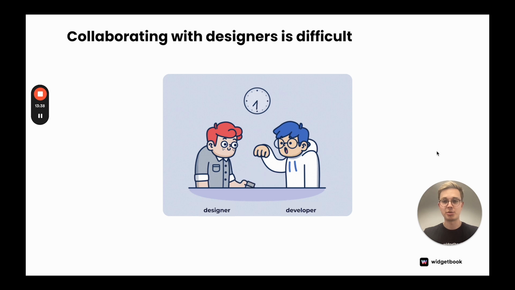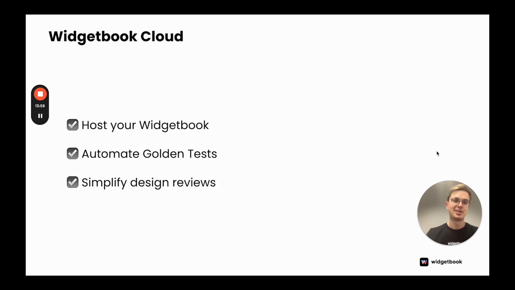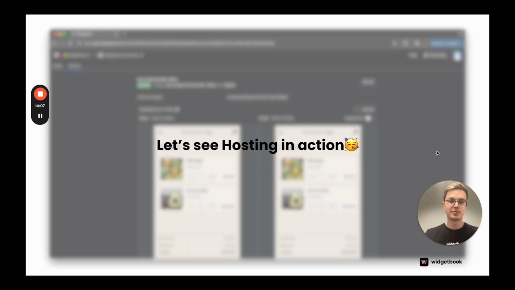And the problem is that at this point, usually we are already finished with the app. So we created already a test app to test with the designers, and it's quite difficult for us to make changes. That's why we'd like to include the designer a lot sooner in the development process. Let's see how. Widgetbook Cloud allows you to, first of all, host your Widgetbook, to then automate golden tests, and to then simplify design reviews. Let's start with the hosting feature.